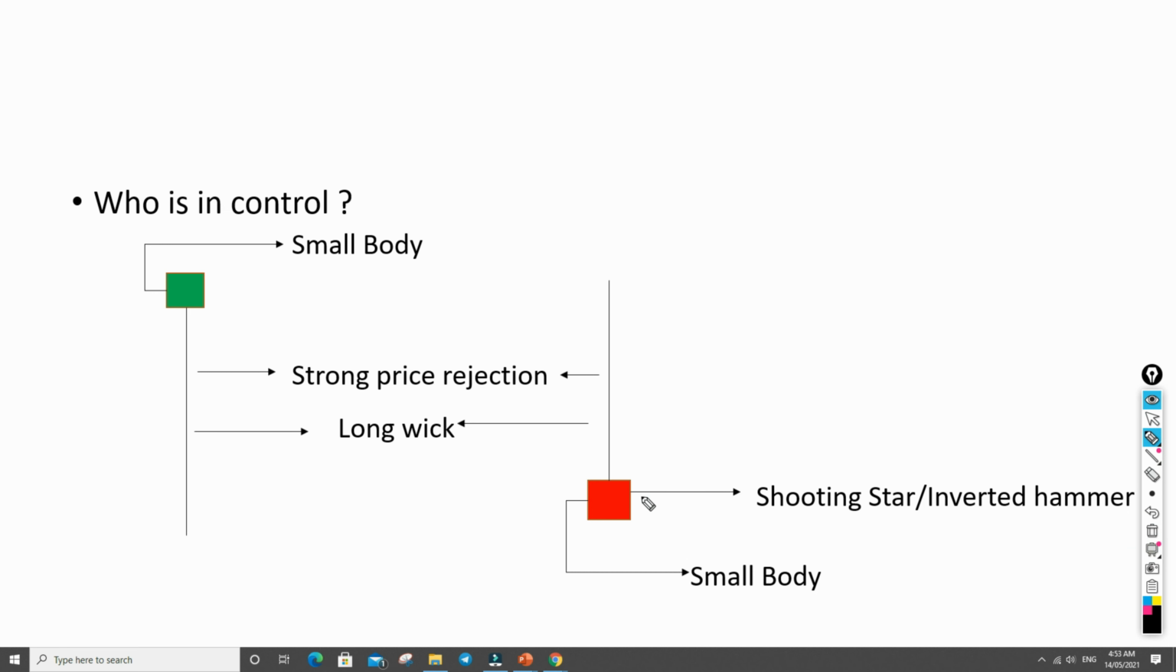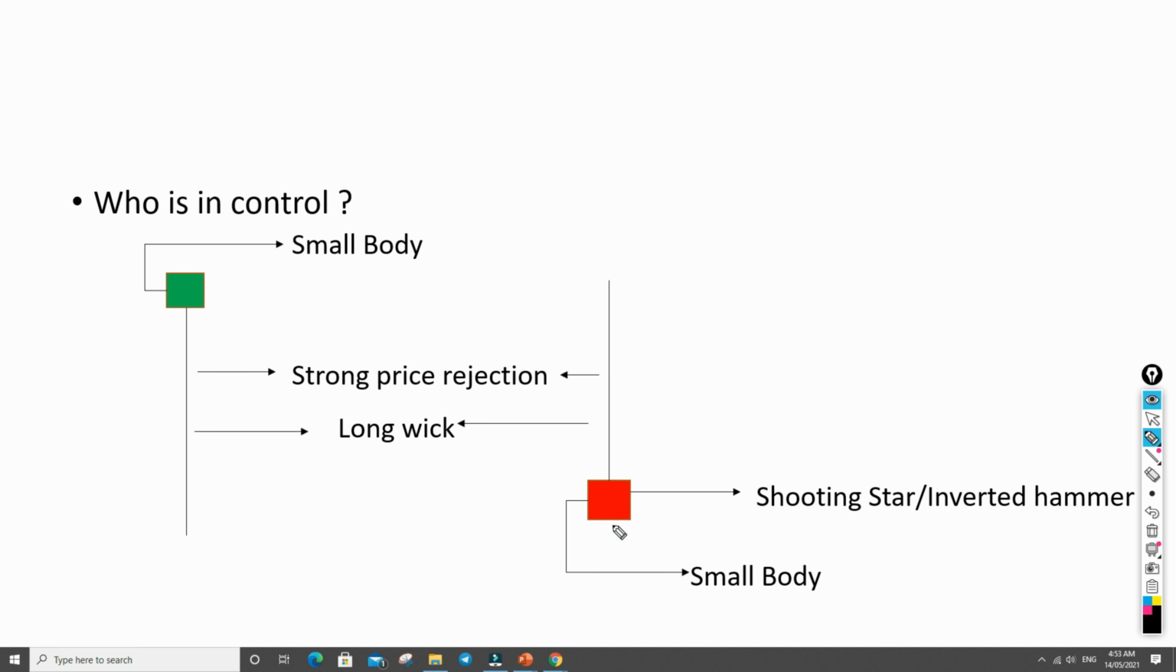Now let's see this one. What about this one? What happened? The market opened here, and then the buyers came, pushed the price up to here, and then strongly rejected from this level. The seller came back and the price closed back below here. Now, who is in control in this candle? That's correct. The seller is in control, because at the end of the day, the buyers have been rejected from this level and the seller took control.